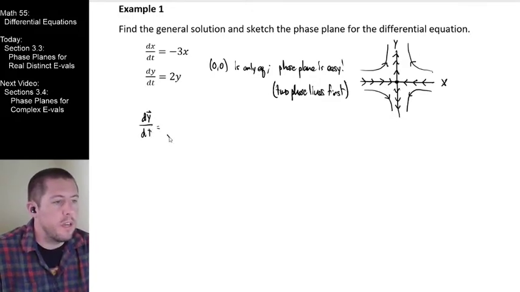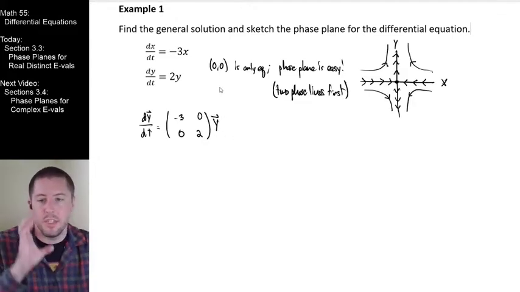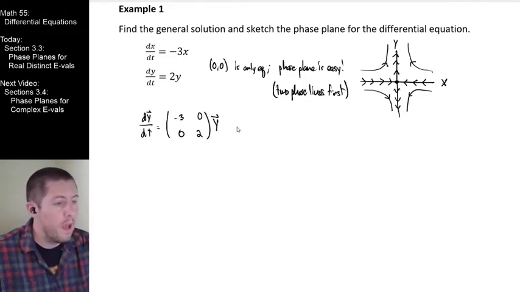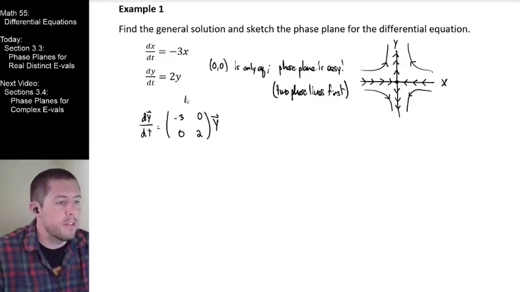So dy dt equals, it looks like our coefficient matrix here is -3 on the x term, 0 on the y term, 0 on the x term, 2 on the y term, and this is times our y vector, which remember is just xy as a vector right there. So this says to me that my A matrix right here is -3, 0, 0, 2.